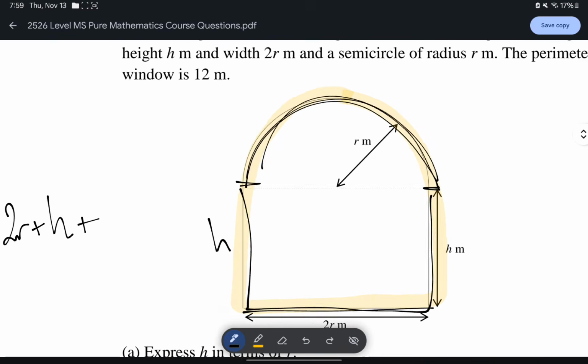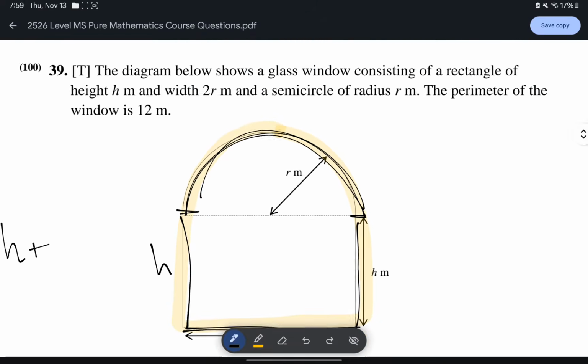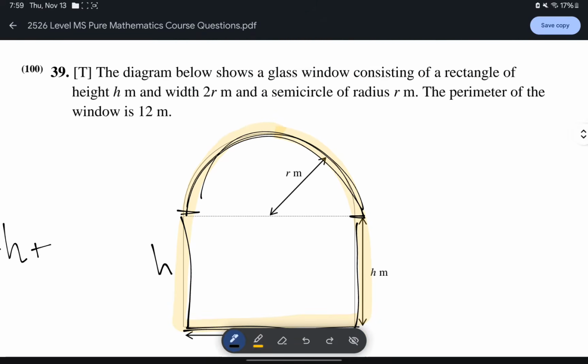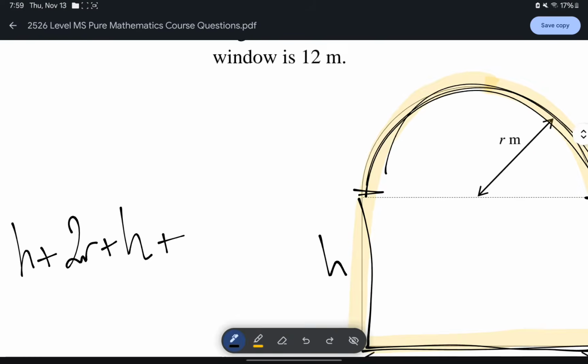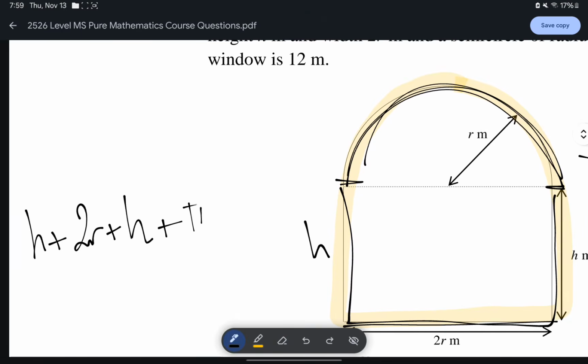circumference here, this semicircle. So normally in a full circle you would have it as what? As 2 pi r. But here it's a semicircle, so 1 over 2 times 2 pi r, because this is a half circle, not a full one. So that means it's just pi r. 1 over 2 times 2 is pi r. So here we're going to add pi r.